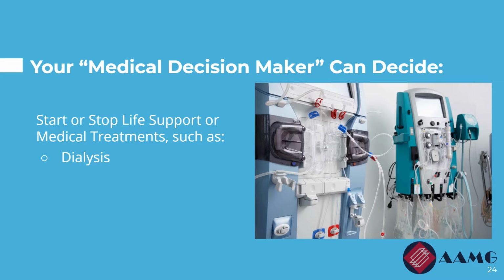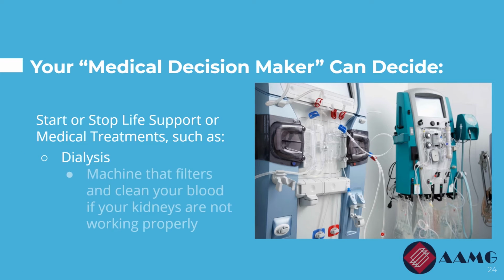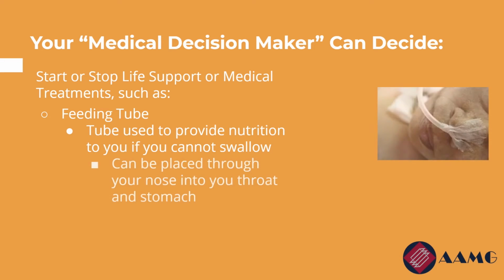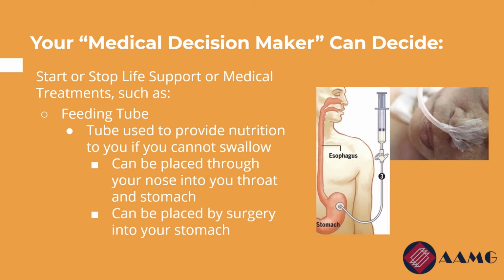What about dialysis? Dialysis is most commonly used in kidney dialysis. This is a machine that's usually used to filter and clean your blood if your kidneys are not working properly. What is a feeding tube? This is usually a tube that's used to provide nutrition to you if you're not able to swallow. A tube is usually placed through your nose into your throat and stomach, or it can also be placed by surgery directly into your stomach.